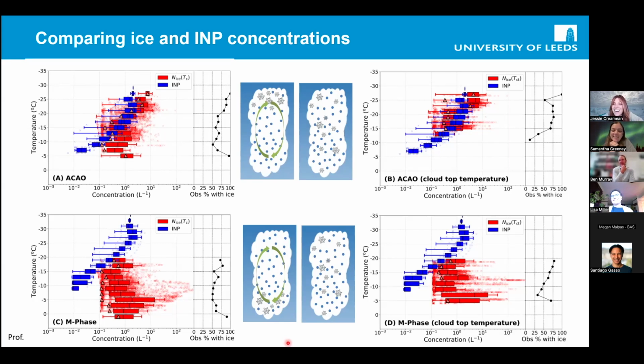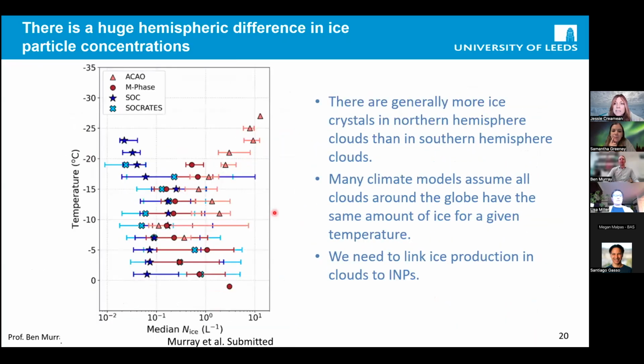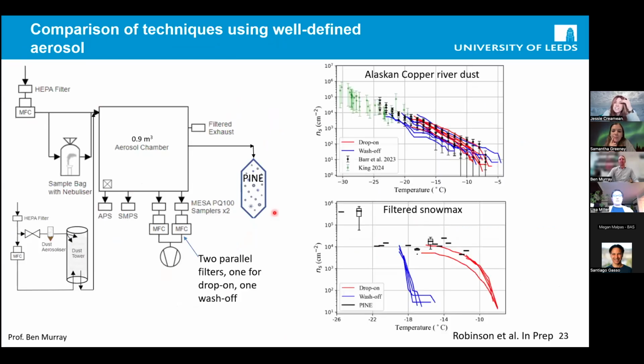Hey Ben, thanks for the nice talk. Can you go back to your SNOMAX and dust from the chamber experiments? I'm kind of surprised your SNOMAX spectra looks like that. I may have missed this, but what is your wash off technique? How are you actually washing off the filters? Because I'm really surprised you're not seeing what a typical SNOMAX spectrum would look like, even on the polycarb. We've got the right plots here.